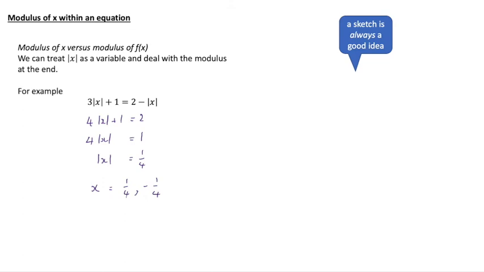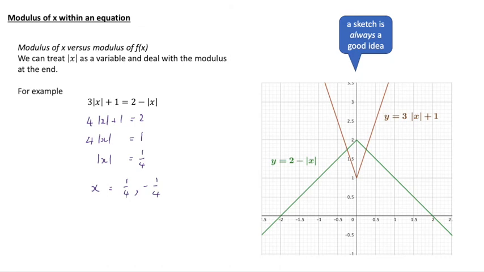And again, reiterating, a sketch is always a good idea for these modulus questions, and most questions really, most questions that have a geometric element to them. And we can see here, this is clearly not a sketch, but I've done it on GeoGebra. It also shows us that GeoGebra can handle moduli. And we see that we have 3 mod x plus 1 in the brown and 2 take away mod x in the green, and we can see that they do indeed meet at 0.25 or a quarter.